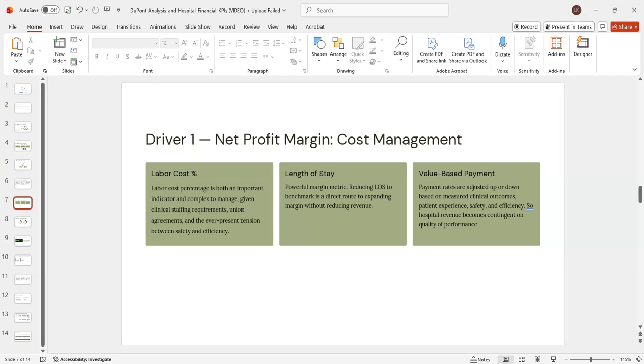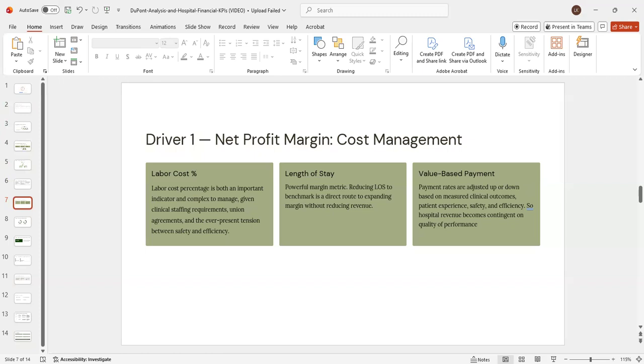You're constantly trading off clinical staff requirements, trying to figure out how to get agency staff as needed, but not use too much agency or outsourced staff. You have to deal with union agreements, and you're always trying to balance the tension between having enough people to ensure patient safety, but also not having too many employees so that your financial efficiency is impaired.